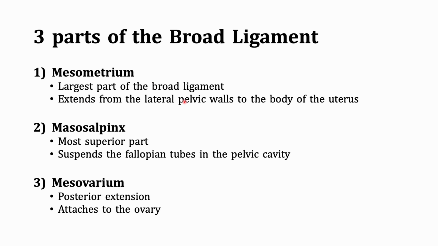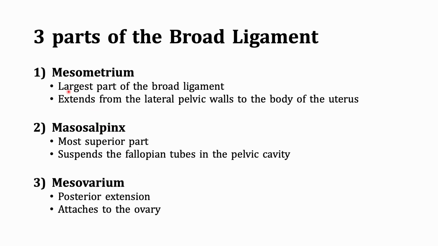As we said before, there are 3 parts of the broad ligament: the mesometrium, the mesosalpinx, and the mesovarium. We already talked about the mesovarium. That's the posterior extension, and it's one of the ligaments that attaches the ovary. Can you remember the other 2? It was the suspensory ligament and the ligament of the ovary, and then we have the mesovarium. And then we have the mesosalpinx. That's the most superior portion, the green part that was suspending the fallopian tubes.